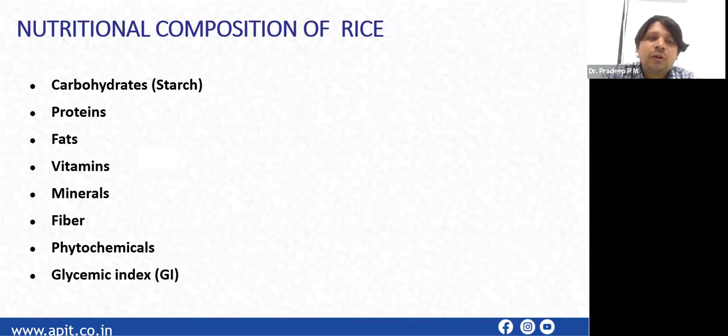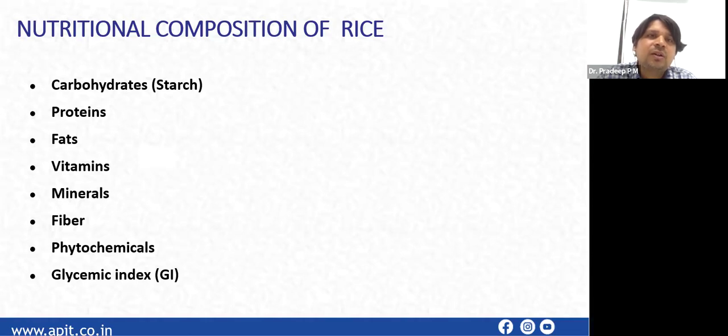And there are other phytochemicals as well. If you see the colored rice or the pigmented rice, you have the color naturally present in the grain. The major phytochemicals in the grain are the anthocyanins.